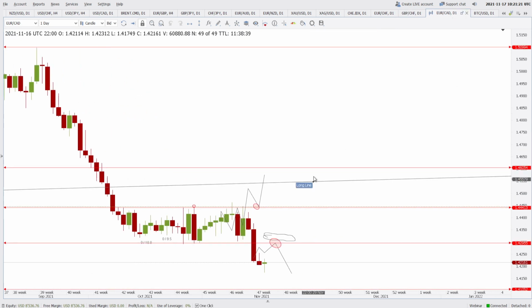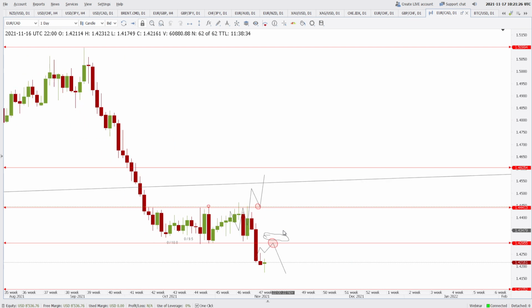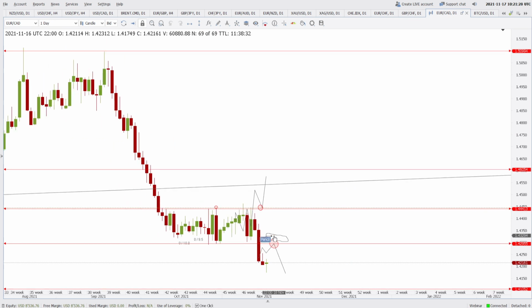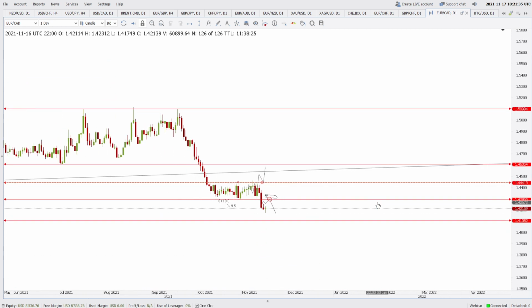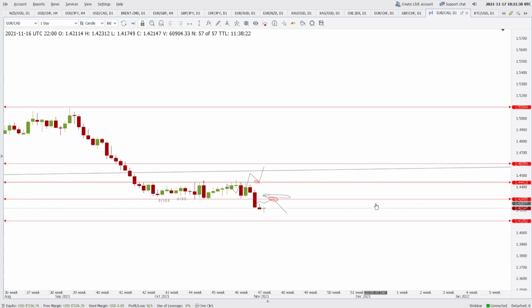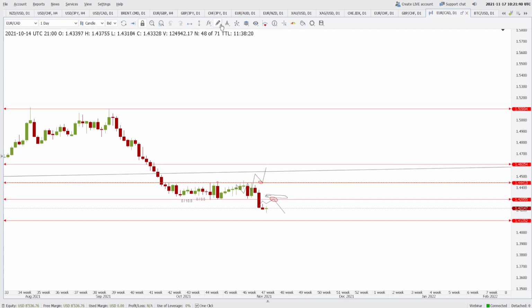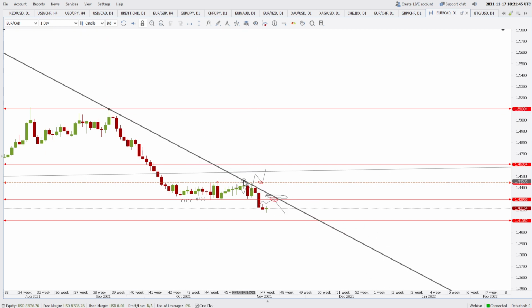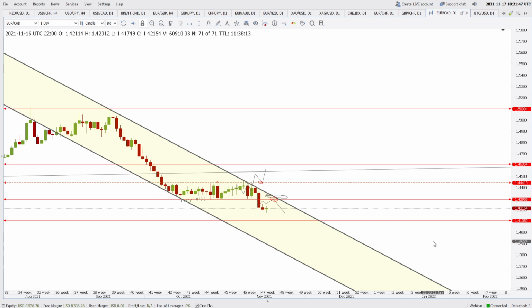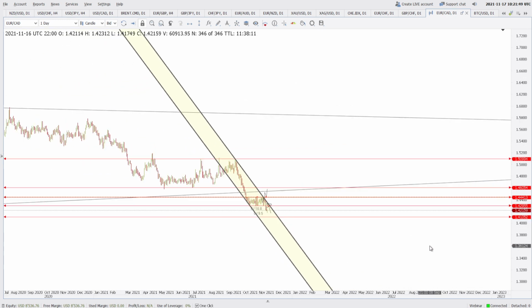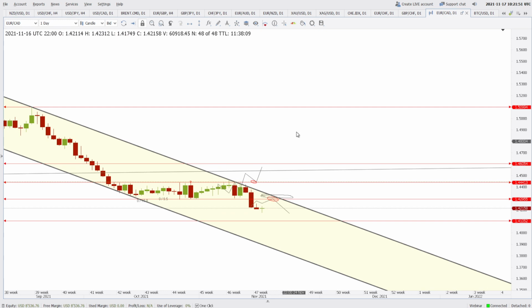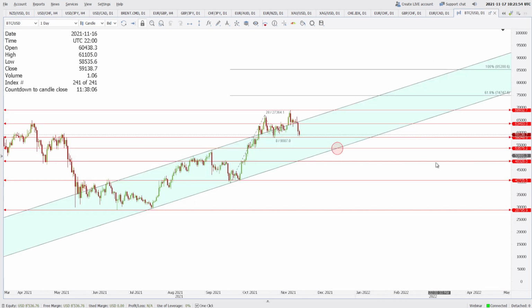Talking about the Euro CAD, after giving a break below 1.24295, now the pair is weak. Euro is weak against Canadian dollar, and now it is expected to go to 1.4105 before it can attract fresh buyers in this market. Also, you can draw a channel like this, and you can calculate or approximate where the price is going to go in the future. The last thing that we are going to discuss today is the Bitcoin.